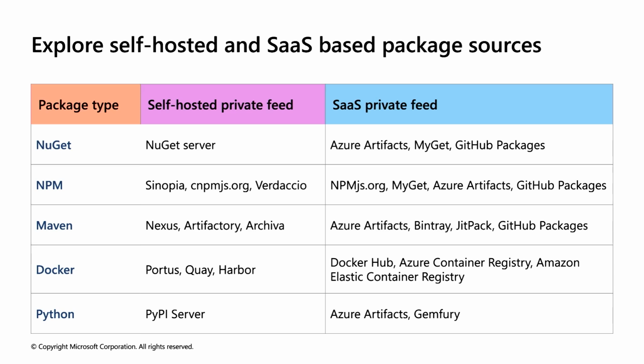On the other hand, software as a service private feeds are managed by third-party providers in the cloud, offering convenience and scalability. Examples of those would be Azure Artifacts, MyGet, GitHub Packages, Docker Hub, and Amazon Elastic Container Registry. These services handle infrastructure, updates, and security for us, making it easy to collaborate with our distributed teams and scale as our needs grow.